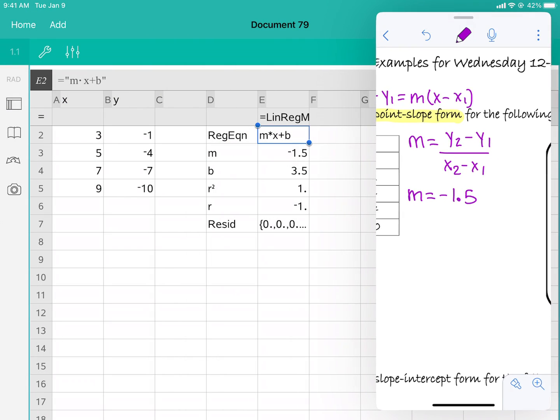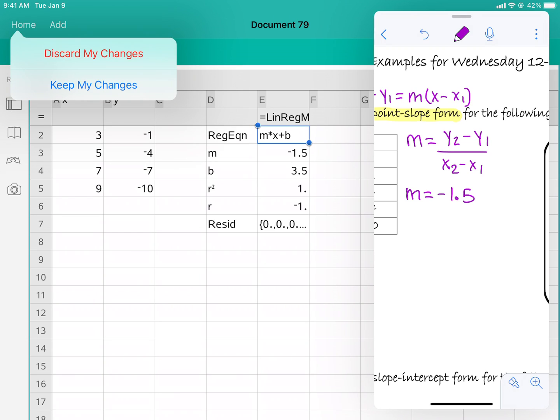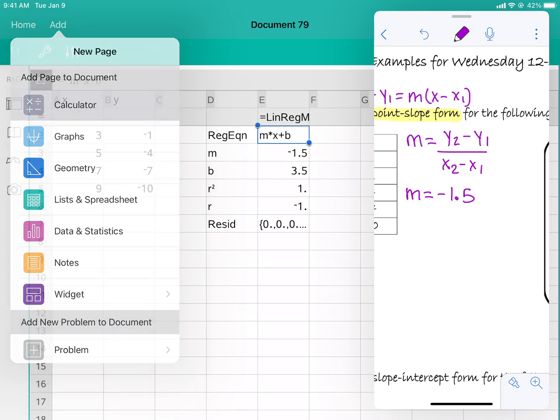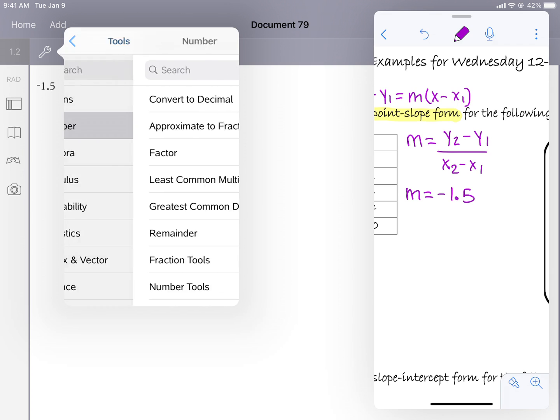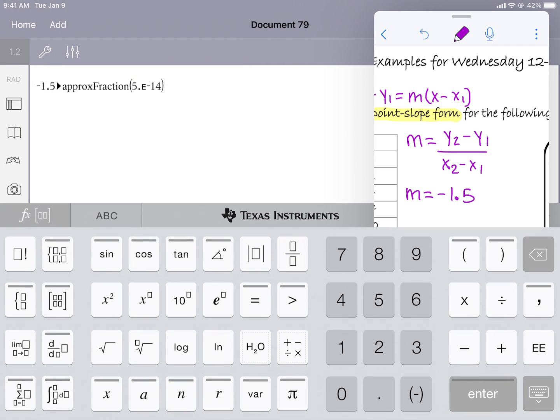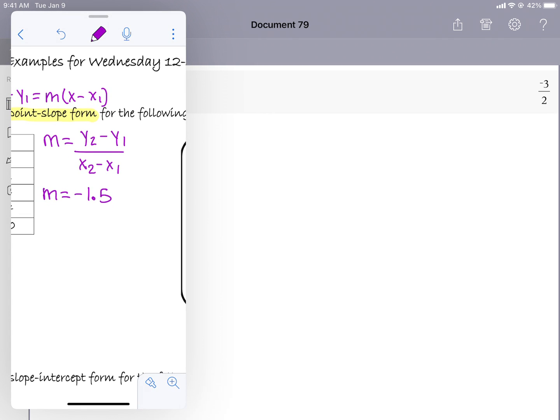Remember, we can change this to a fraction if needed. So we go back to home and we just want to add a calculator or go over to calculate. If we do -1.5 and we hit Menu, Number, Approximate to a fraction, that's going to change our answer to a fraction for us, -3/2. So just be aware of that. That way you know how to go back and forth.